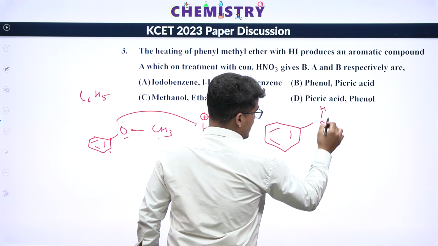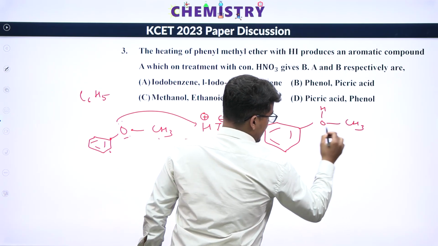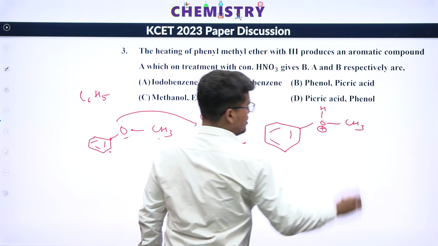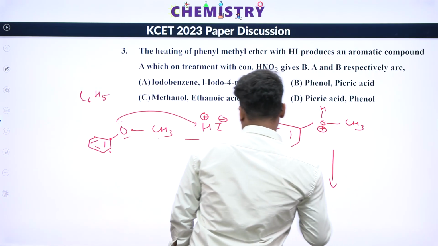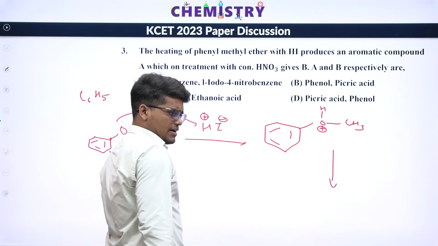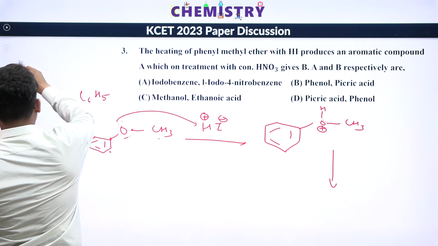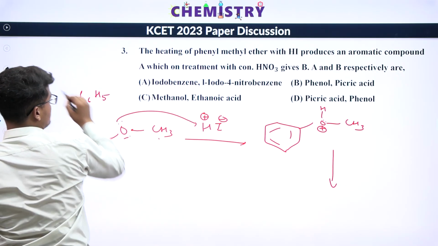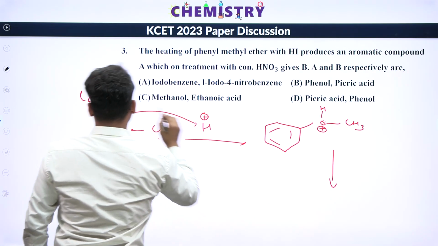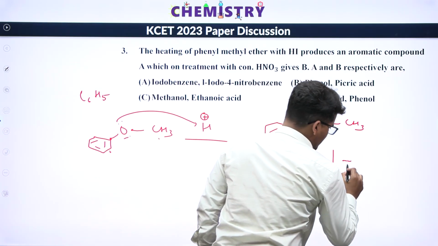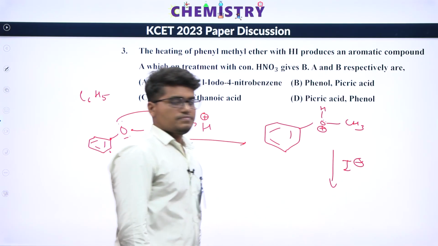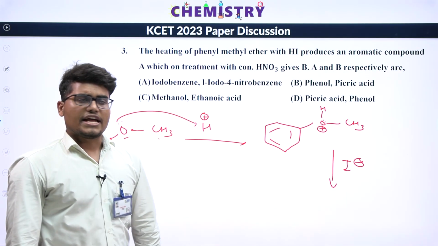Now this H will attach like this, and we have a positive charge with a single lone pair, correct? In the first step you can see H plus attacked. Now in the second step there is an attack of I minus, correct? The second step will be the attack of I minus.